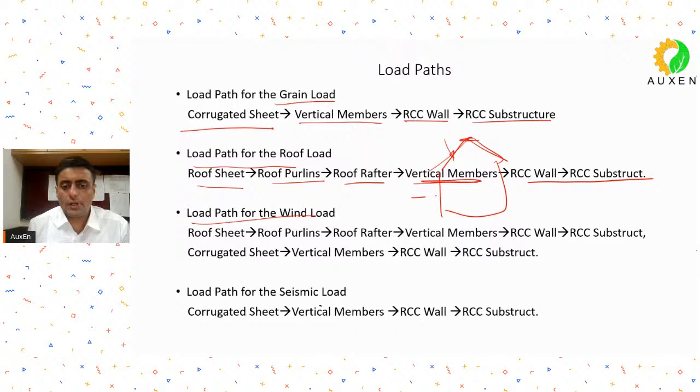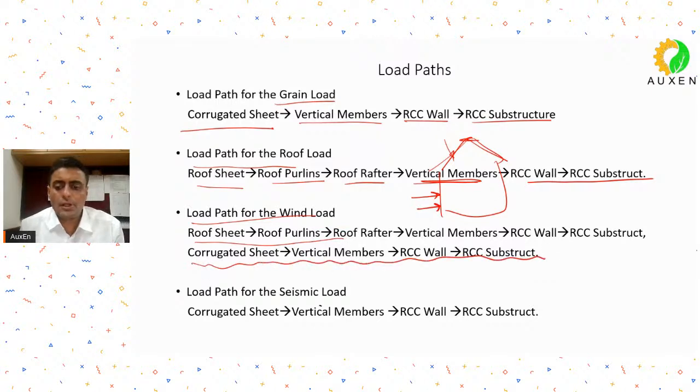So whatever wind load acts on your sheeting, that will have this load path: corrugated sheet to vertical member to RCC wall to RCC substructure. And whatever wind load acts on your roof portion, that will of course have a similar load path to what we had for live load on roof.